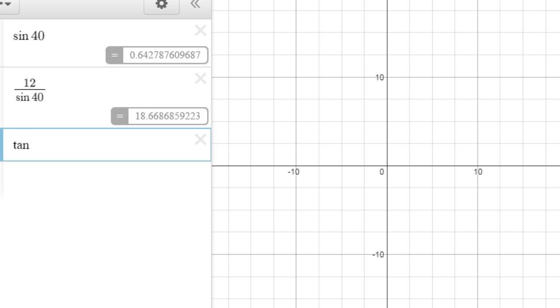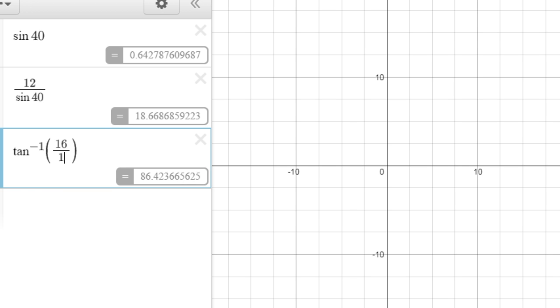So I type in tangent, and I press shift and 6, and that gets me the power button. I put a -1 in here, then I move my cursor over to the right one, and then I go 16 divided by 14, and voila, I now have that angle, which is 48.8 degrees. And that's how you find missing angles by using inverses.